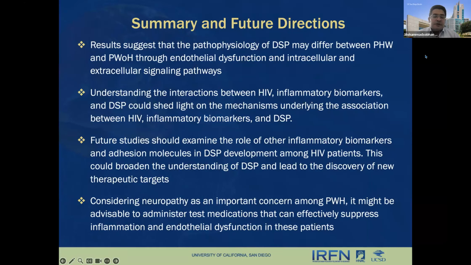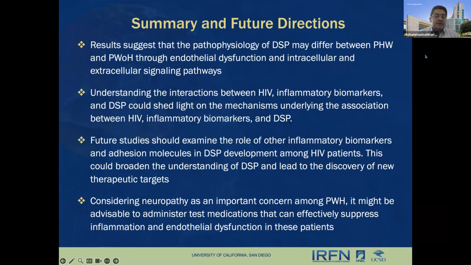And for future study, we suggest that it should examine the role of inflammatory biomarkers, both plasma and CSF biomarkers, as well as adhesion molecules in DSP development among HIV patients. This could broaden the understanding of DSP and lead to the discovery and development of new therapeutic targets.